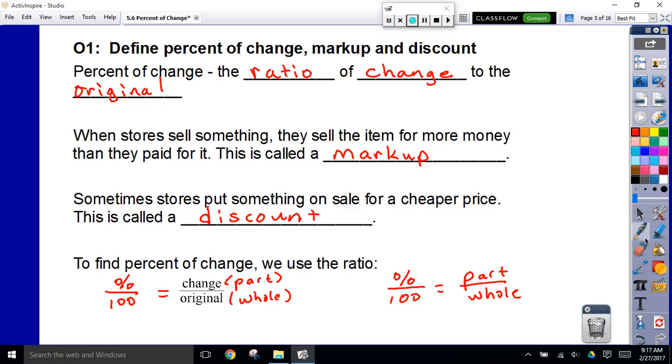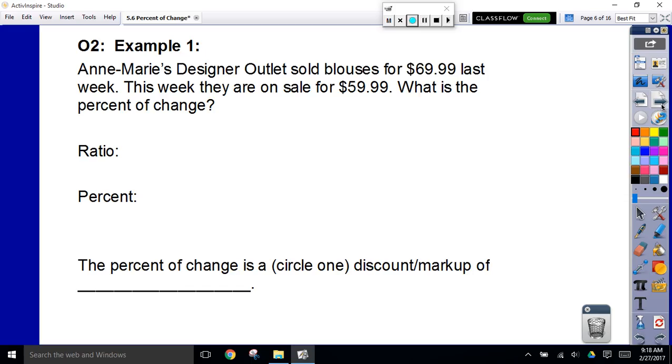Okay, does everyone have all this written down? Okay, let's go on to the second objective. This is where we look at some examples. This will make it a little more practical.